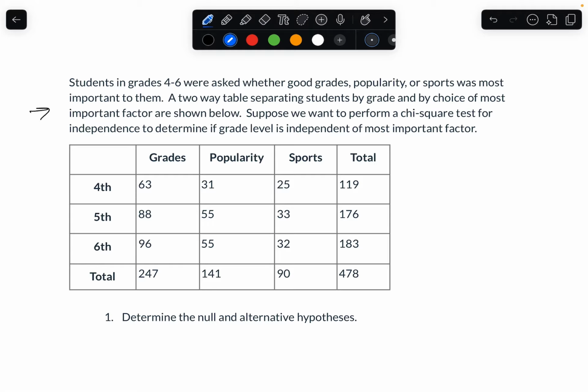First of all, whenever we're doing a chi-square test for independence, it will usually just say we want to perform a chi-square test for independence. So it tells me right there exactly what type of hypothesis test this is. Another way that we can tell is we will always have a two-way table if we are doing a chi-square test for independence. So we have our two-way table and we know that we're doing a chi-square test for independence.